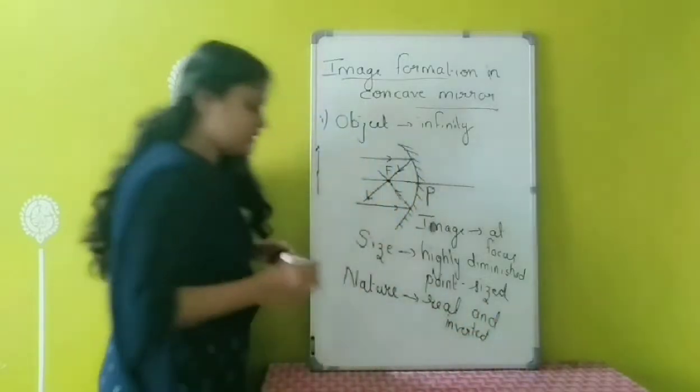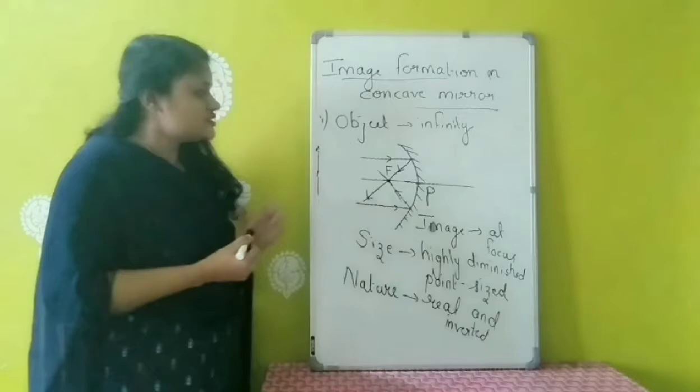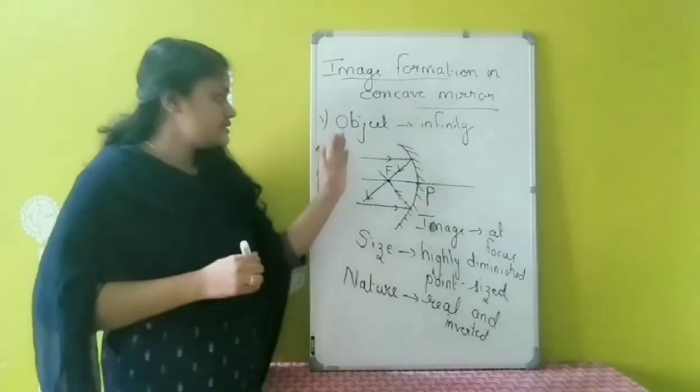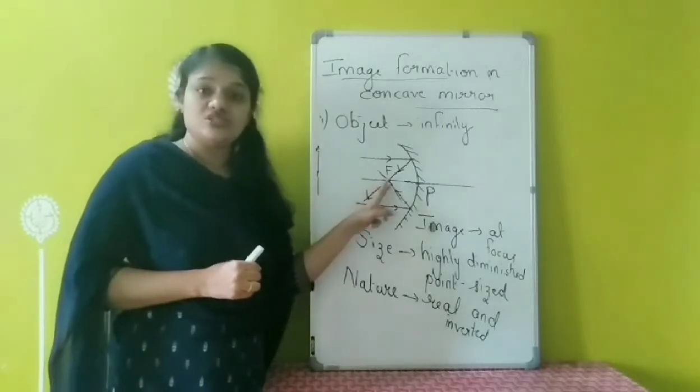So all the real images are inverted and all the virtual images are erect. So this is the first ray diagram. That means the object is at infinity. So where is the image? We are getting the image at focus.